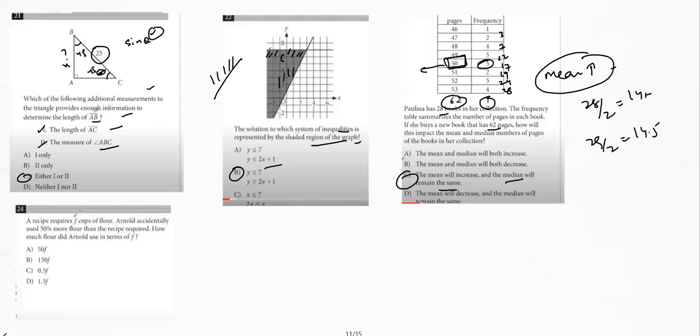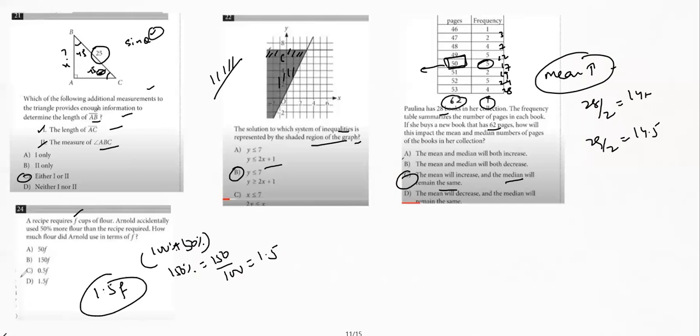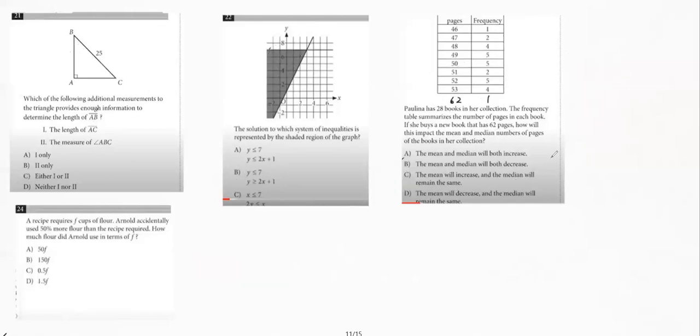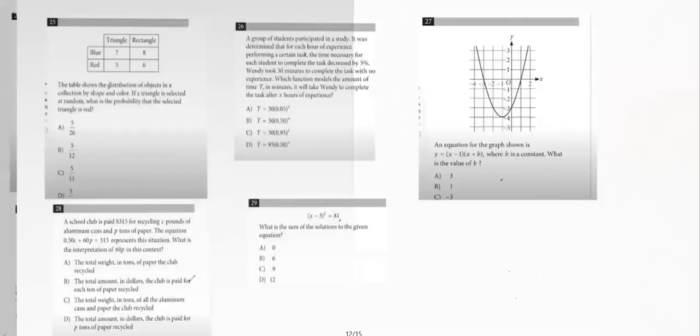Our recipe requires F cups of flour. Arnold accidentally used 50% more. So 100% plus 50% more, so 150%, and percent means divide by 100, it means 1.5. So 1.5 times F. Clear? Yeah. Okay. Next.